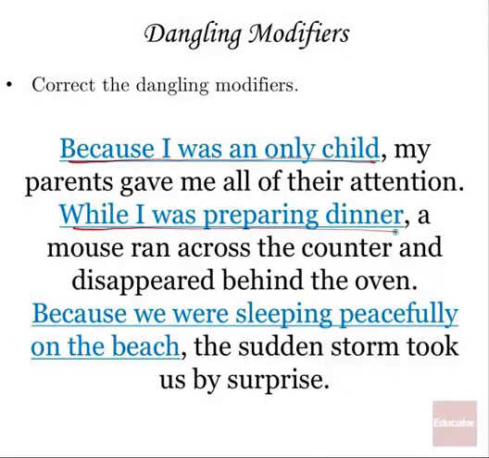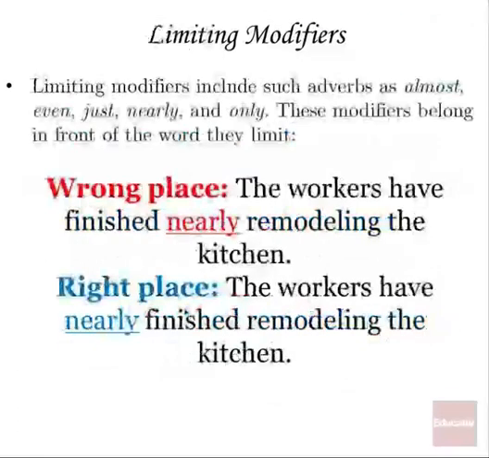While I was preparing dinner, remember I is now doing the preparing, a mouse ran across the counter and disappeared behind the oven. If the mouse was not preparing dinner, you need to say who was, so we add the I. And because we were sleeping peacefully on the beach, the sudden storm took us by surprise. Once again, we've added the subject, we. So in the previous sentence, sleeping peacefully on the beach would have modified storm. Now, sleeping peacefully on the beach modifies we, and all is right with the world once again.